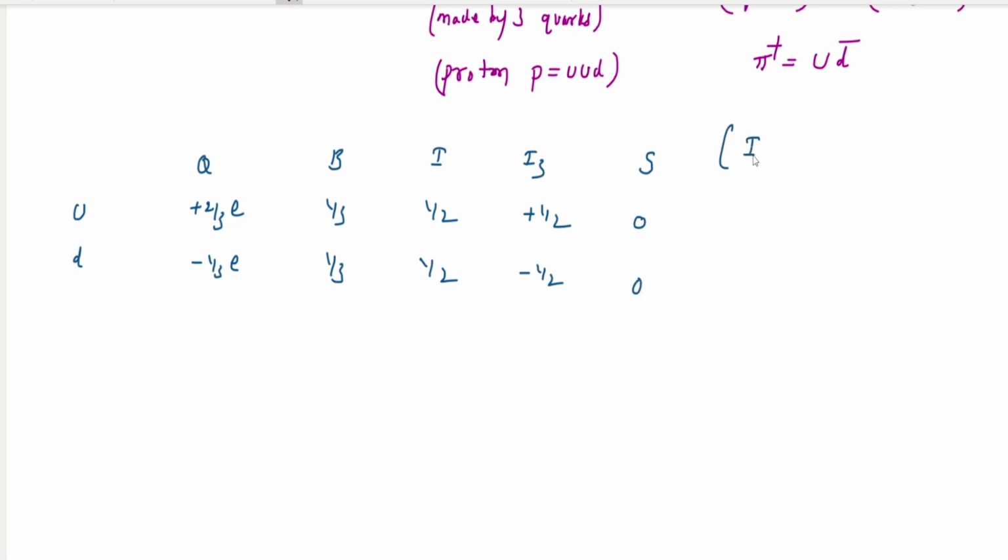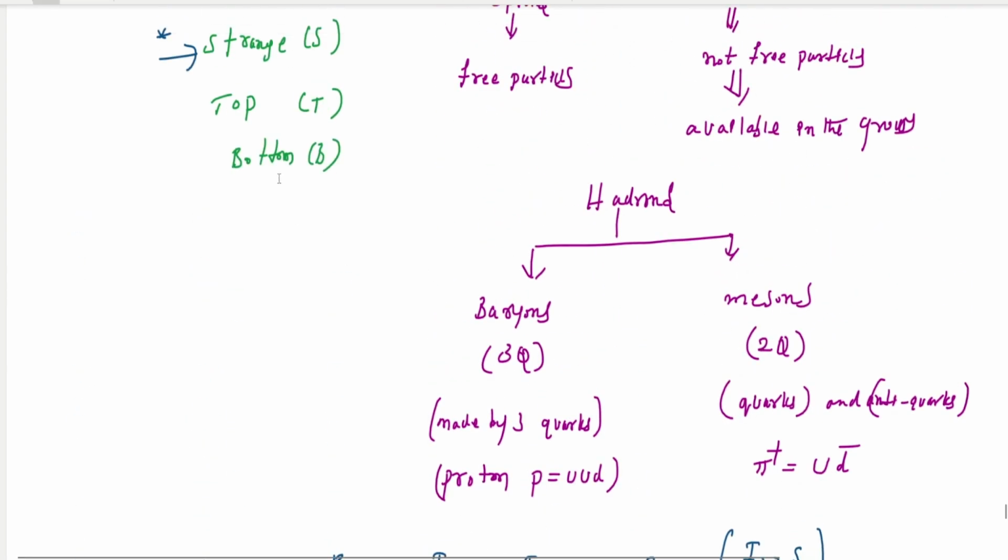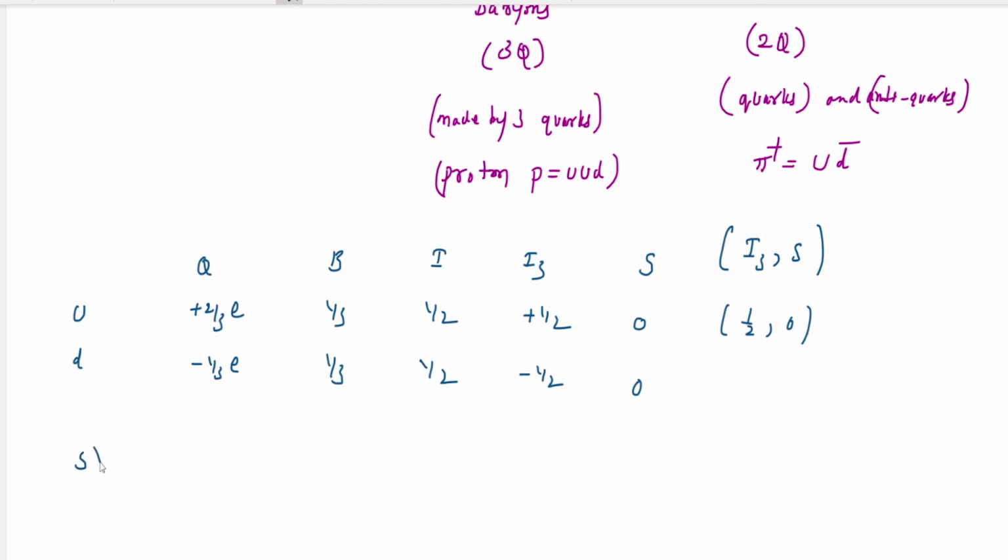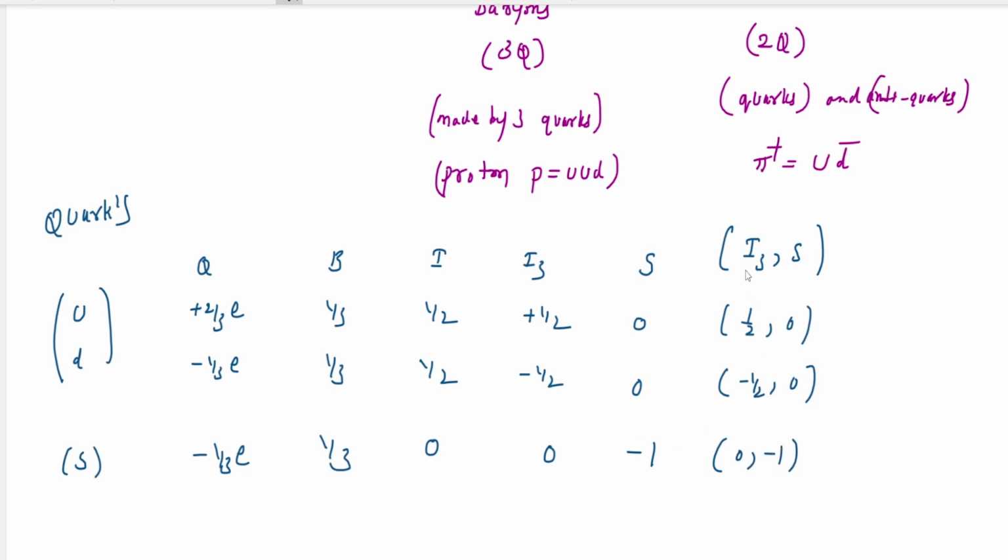So we need the I3 component and the S component. Okay, so here I'm going to write the I3 component 1 divided by 2, right? S component 0. And another important one is this letter S, right? Strange quark, yes. Okay, these are the quarks. And the charge of the strange quark is minus 1 divided by 3e, and the baryon number is 1 divided by 3. Isospin is 0, I3 is equal to 0, and strangeness number is minus 1. So remember this: charge, baryon number, isospin, I3, S.